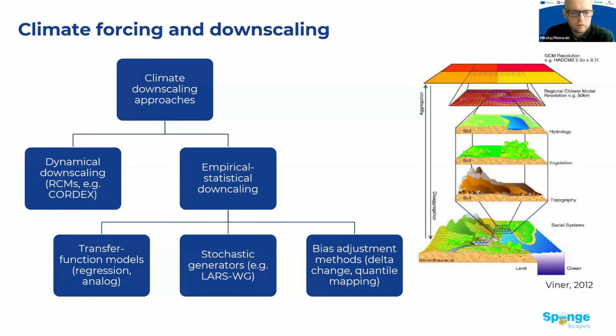The second family of approaches, called empirical statistical downscaling, create statistical relationships between GCM outputs and the local weather station data. And special attention should be paid to bias adjustment methods that actually do not change the spatial scale, but they increase the statistical realism by utilizing relationships between GCM outputs and observations.